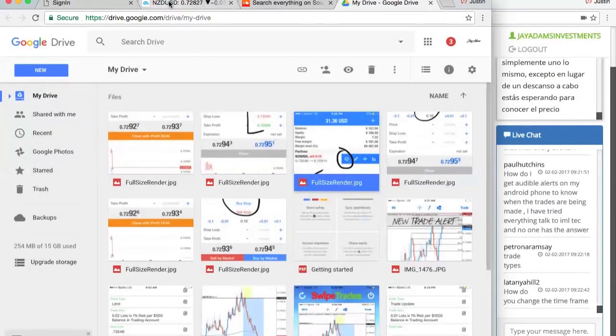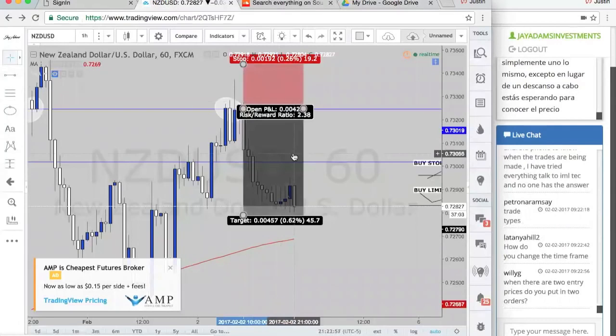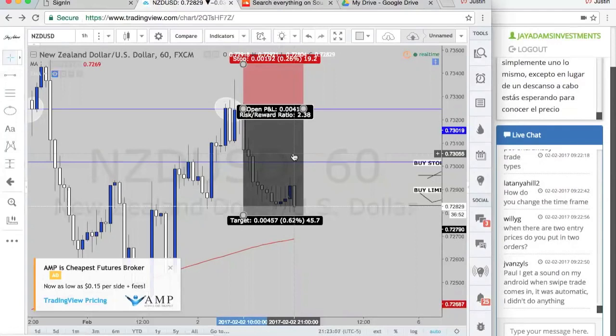How do I change the time frame based on what? Time frame shouldn't matter as far as executing the order. That's just looking at charts as a time frame. When there are two entry prices, do you put in two orders? Yes. One order at the entry 1 price and one order at the entry 2 price.